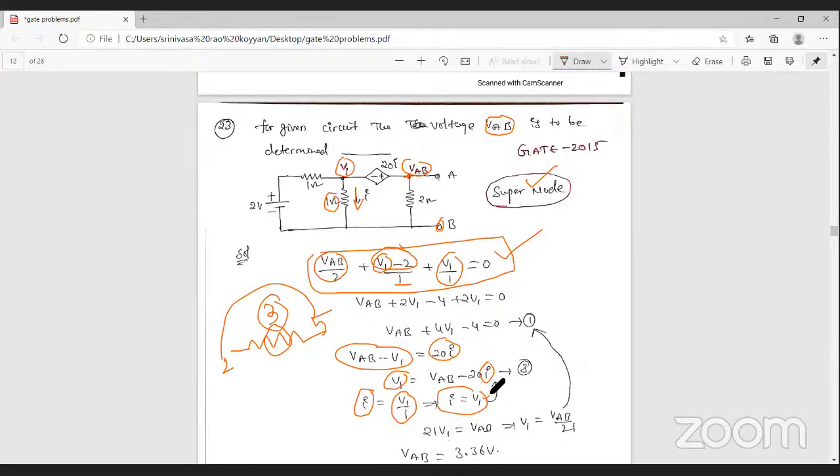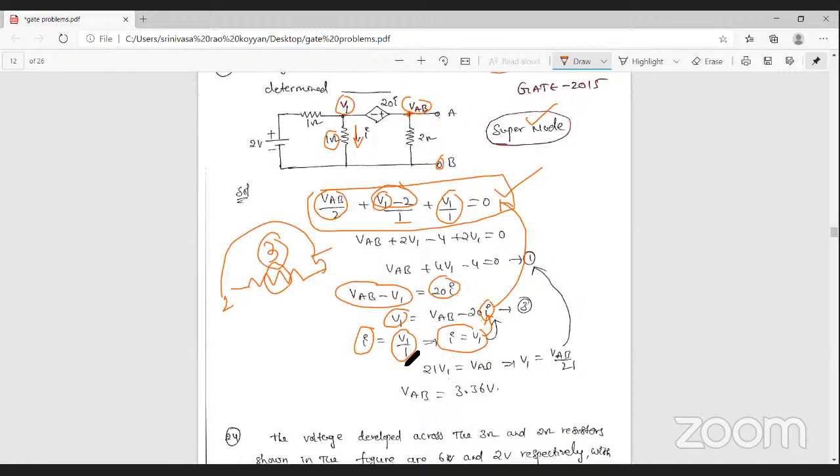So submit in this equation, that is VAB minus 20 V1. Finally then find out, submit here, then find out the VAB. So VAB is equal 3.36 volts.